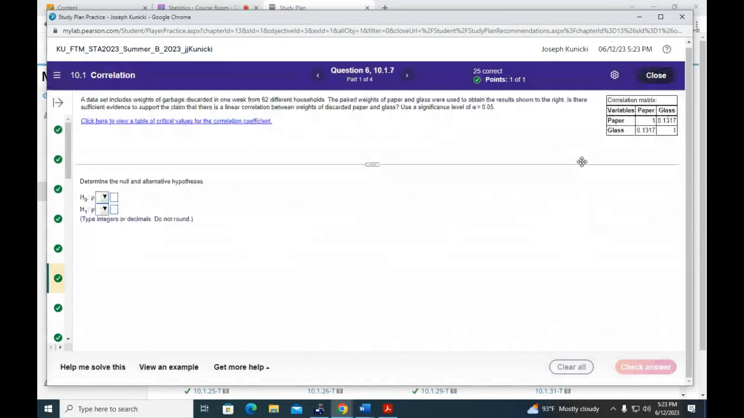By the way, this is the correlation matrix. See, paper is correlated with itself 100%, and glass is correlated with itself 100%. Now, the correlation between the two, no matter which one I call X and which one I call Y, is the same number. That's called the correlation matrix. Just so you might see one of those.